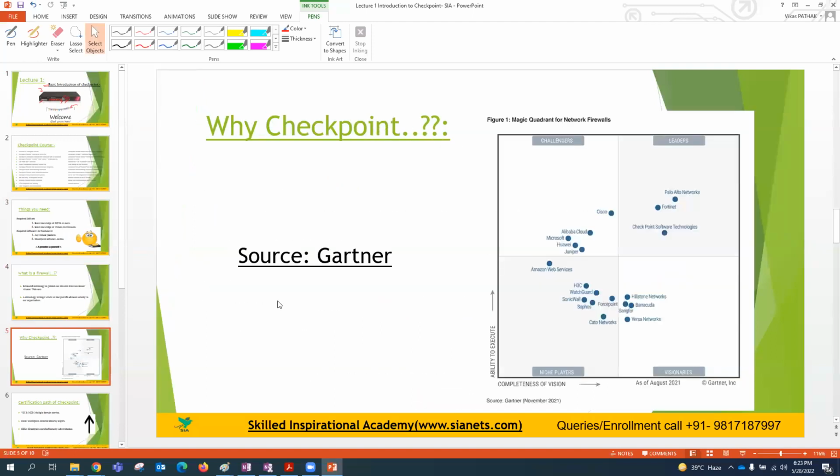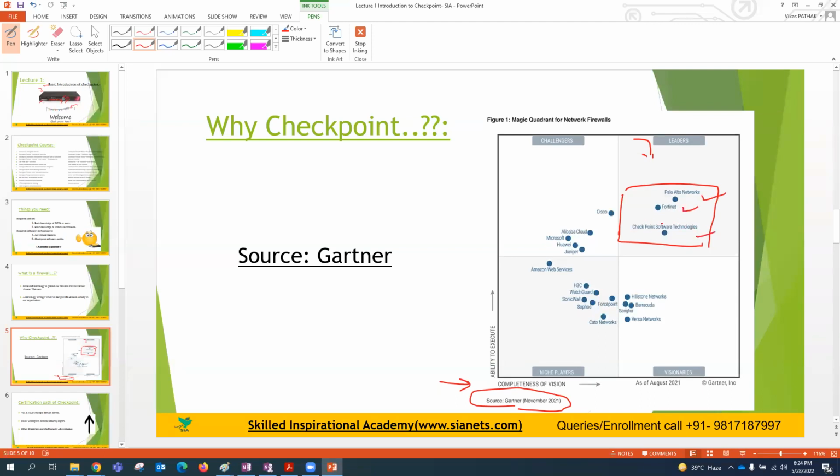So one very important question comes in everyone's mind, like why we should learn Checkpoint, and who should prefer Checkpoint. So let me tell you guys, Checkpoint is not a very small technology. This is the Gartner report of 2021, right? It was published in 2021, and you can see in the leaders section we have only 3 companies. The first one is Palo Alto, then Fortinet, then Checkpoint.